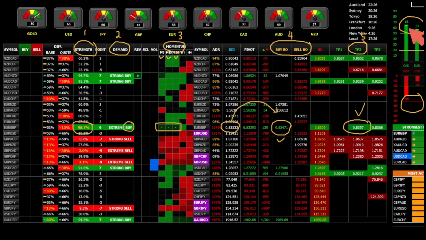Last one is the currency strength. If currency strength is above 50, that means it is confirmed. We can trade the respective pair.